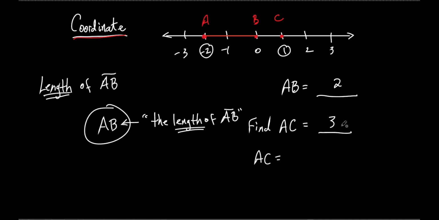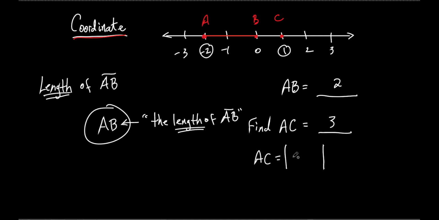No. Length is always positive, okay? So even though -2 minus 1 is -3, I still use the positive. I don't use the negative. And the way that we show that in math is to put it in, what are these things going to be? Absolute value. That's right. Because the absolute value of anything is always the positive version of it, okay?